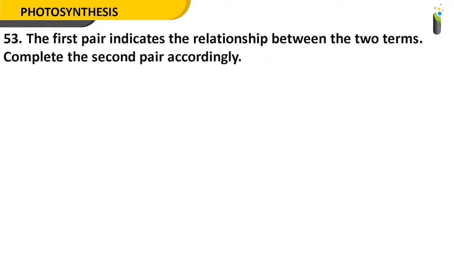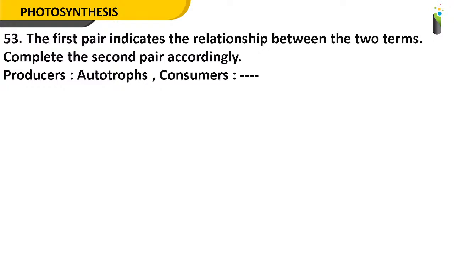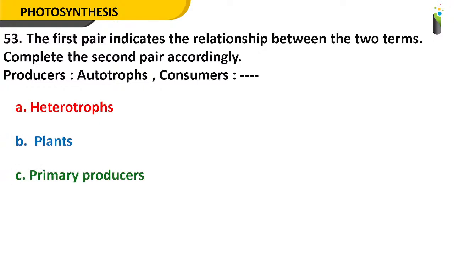Question number 53. The first pair indicates the relationship between the two terms. Complete the second pair accordingly. Producers, autotrophs, consumers, dash. And your options are A. Heterotrophs, B. Plants, C. Primary producers, D. Dependents. Quite an easier question to solve. And the correct answer for this question is A.